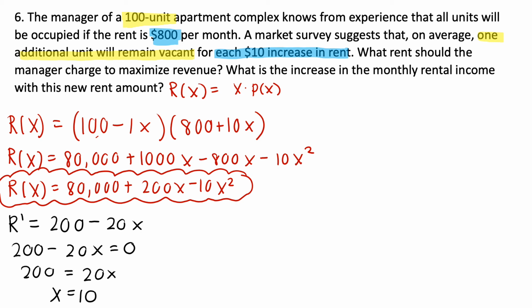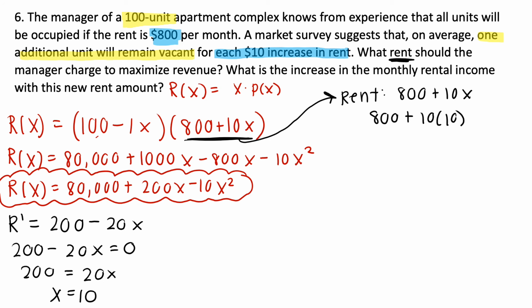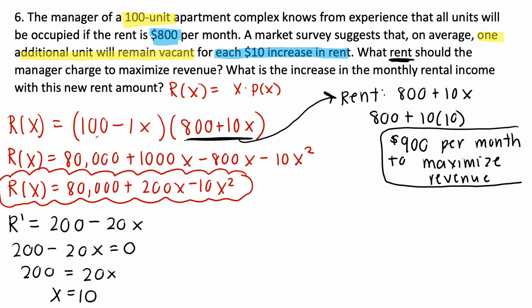Remember though, x is the number of times we're actually changing the rent. So let's go back, and it says what rent should we actually be using? So our rent was that original $800 plus 10 for every time we change it. So our rent is 800 plus 10x. So 800 plus 10 times that x was 10 gives us 800 plus 100 gives us $900 per month to maximize revenue. So even though not all the apartments will be filled, that's how we're going to make the most amount of money.